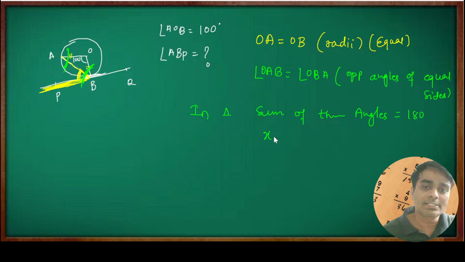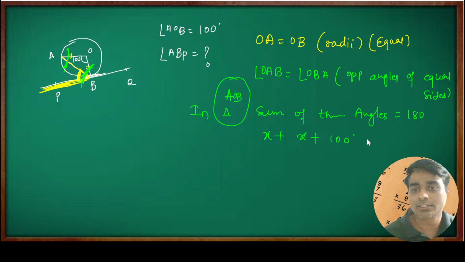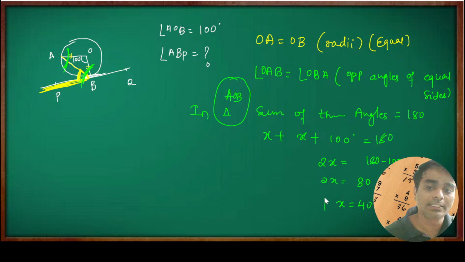So first angle is x, second angle is also x, third angle is 100. I am talking about the triangle AOB. So AOB is the triangle I am considering. Equal to 180. That means 2x is equal to 180 minus 100. So 2x will be 80. Then x will be 40 degree. So you got x equal to 40.